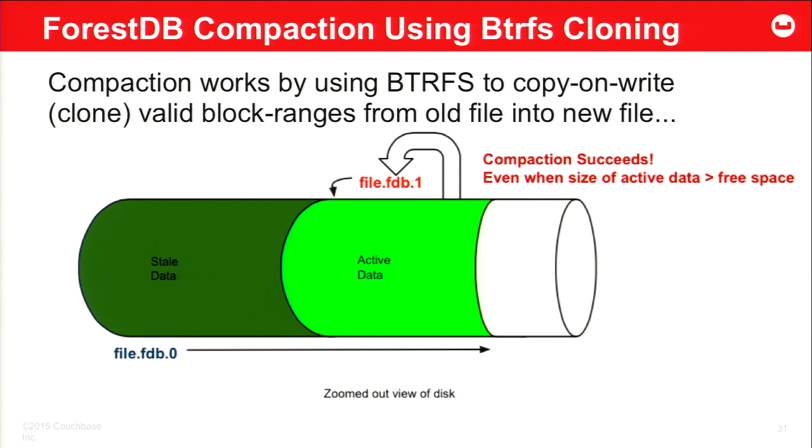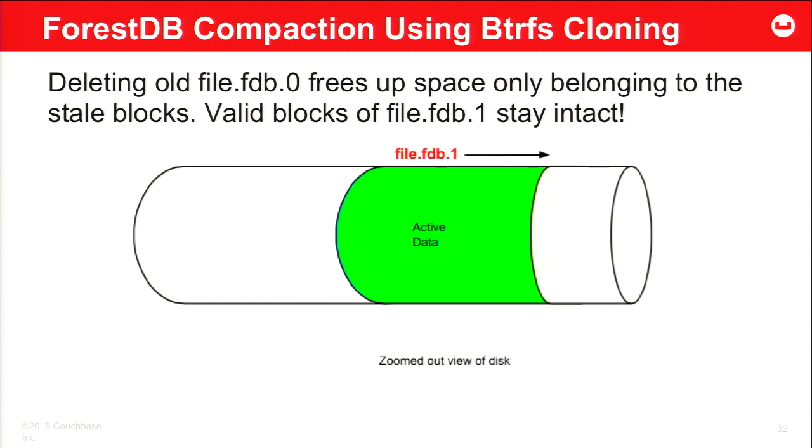So, as a result, compaction can succeed even when the size of active data is larger than the free space available. And then all that you need to do is simply delete the old file, which only removes the stale data. The active data blocks stay intact. So, in this way you can avoid the fundamental problem with disk space. Now, naturally this solution has been tested with ForestDB, and I will be presenting some of the performance results.